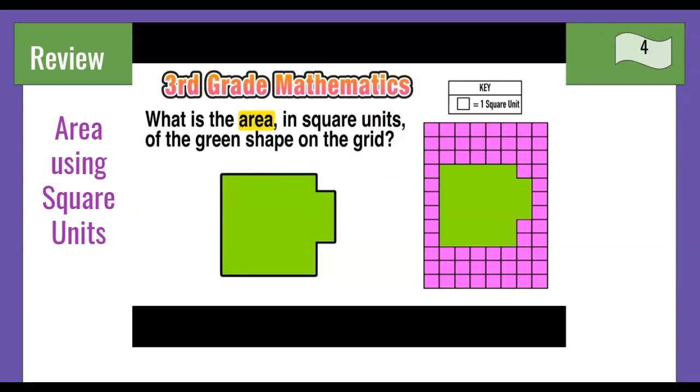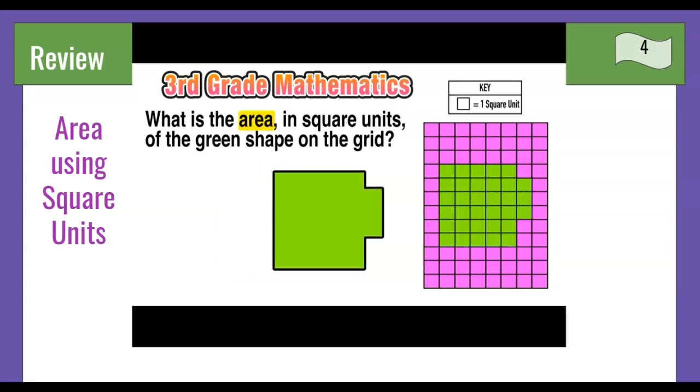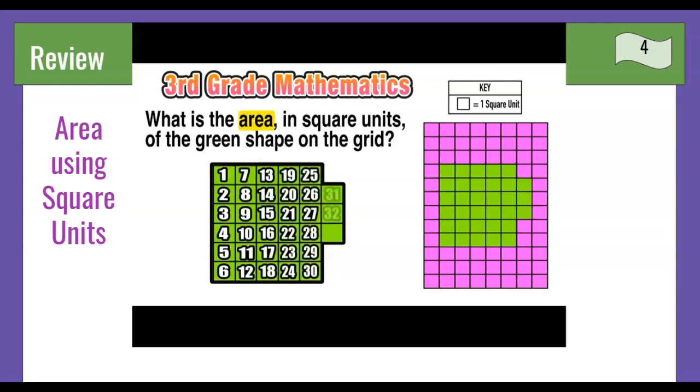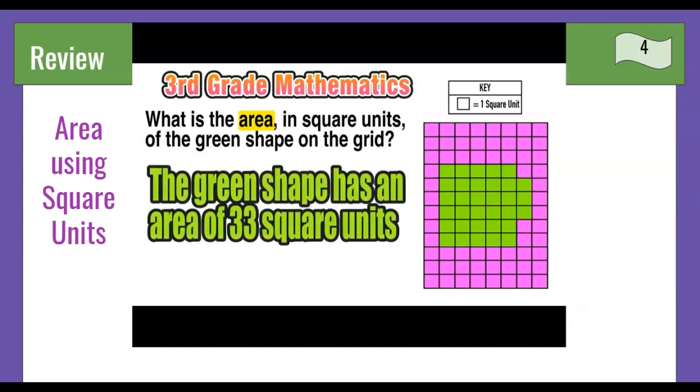Now we can figure this out by extending the lines on the grid that are already given to us on the diagram. If we do that, we can think about this figure in terms of area by counting how many of those square units it takes to fill up the interior. Now, if we count, we can see that we have rows of 6, 12, 18, 24, 30, plus those 3 extra ones on the side. So our total number of square units for that green figure is 33. So we can conclude that the green shape has an area of 33 square units.